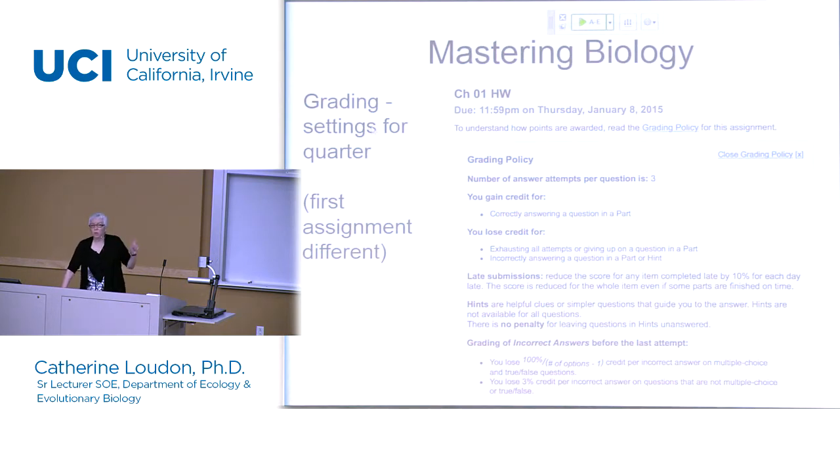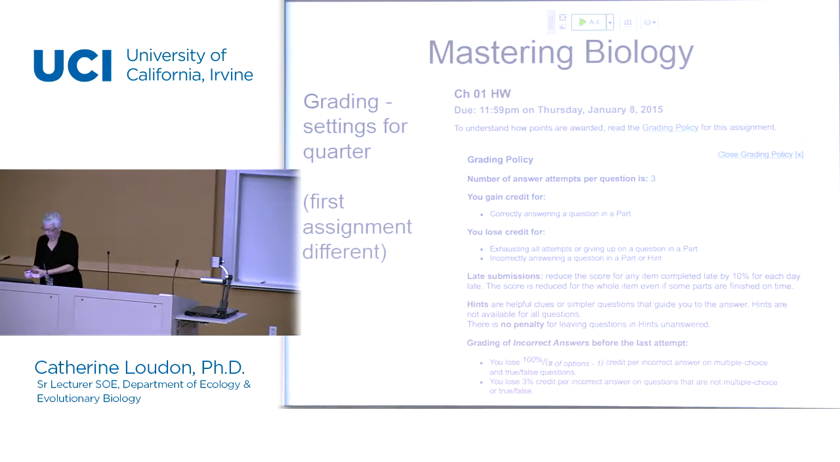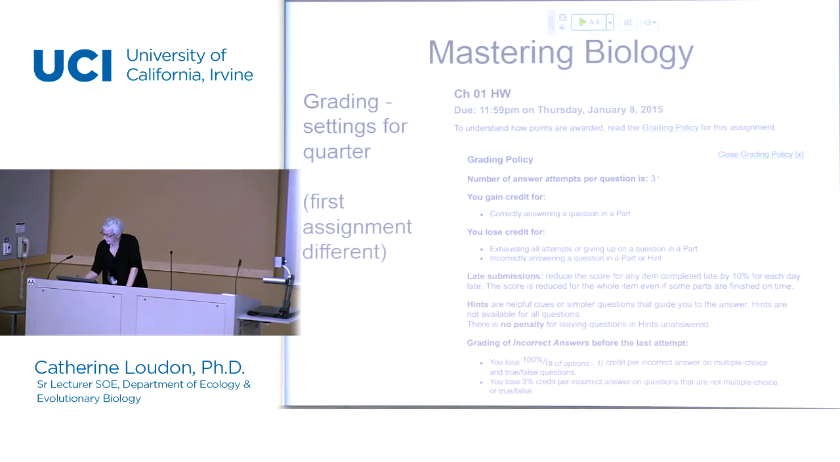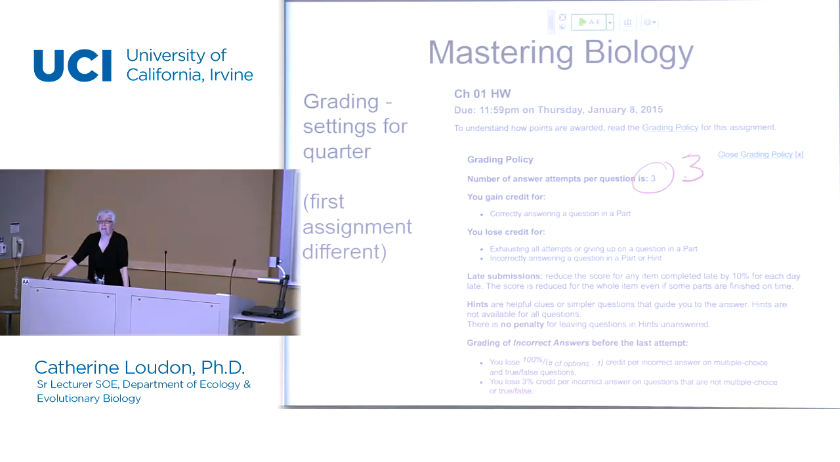If you ever want to know the grading for an assignment, you click on the blue underlined text that says grading policy. So for example, this is a partial screenshot from Mastering Biology for the second assignment that was associated with Chapter 1 that was due last night. And so if you wanted to know, well, how has it been graded, if you clicked on this, this blue window would pop open and show you this. So for example, the first point here is the number of answer attempts. Let's see, it is 3. I don't know if you can see this. There's a big 3, right?